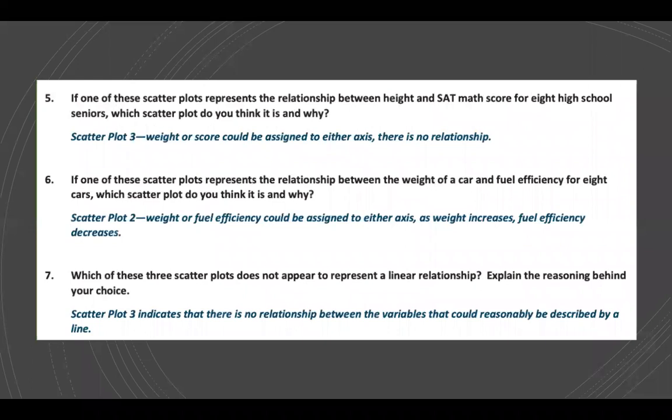All right, so if we talk about them, for the first one, the scatter plot that represents height and SAT math score, I would agree with what is on here, scatter plot 3. Again, there is no correlation between the two. Your height doesn't dictate how smart you are or what you would get on a standardized math test. So scatter plot 3 that shows the random relationships would be the best one there because there is no relationship between it. It's totally random.